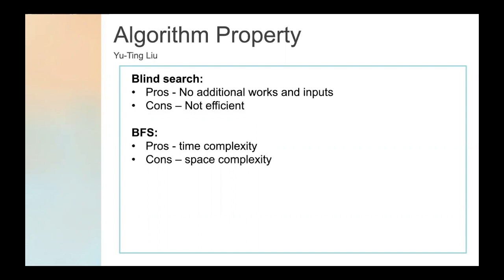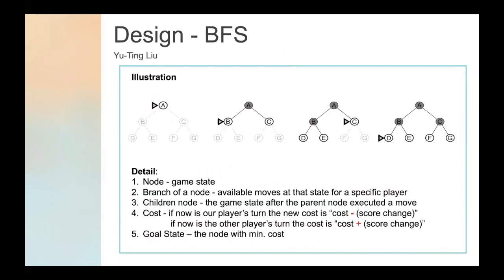previous works on inputs. In our design, every node is a game state, and the following branches are the available moves at that state for one of the players. Players take turns in each layer. We can explore a new child node for each move. The cost is accumulated, and if our player benefits from the move, the cost will decrease. On the contrary, the cost will increase.